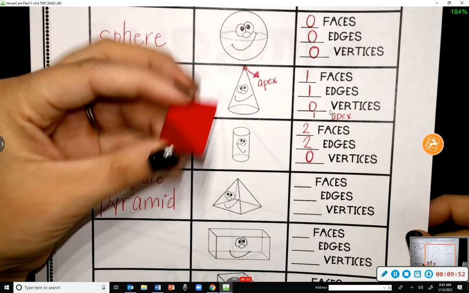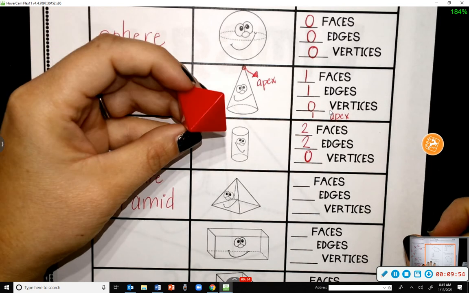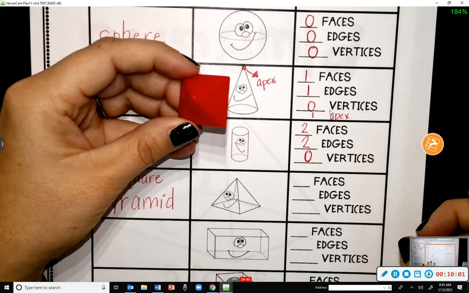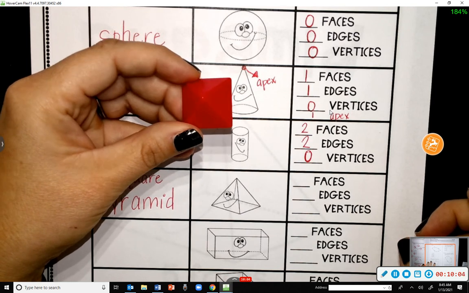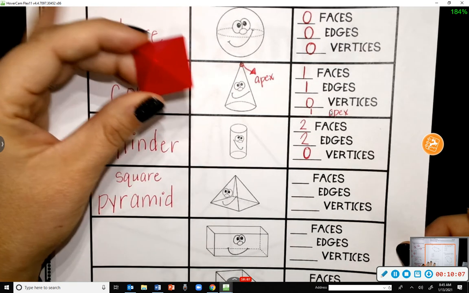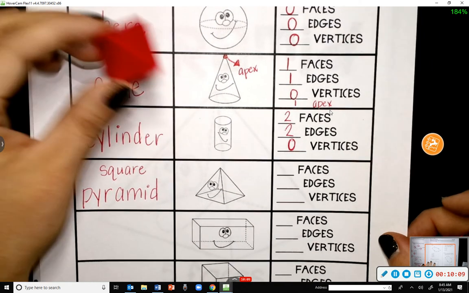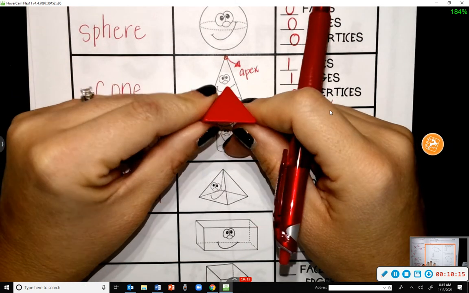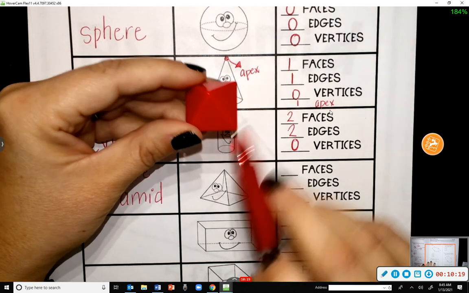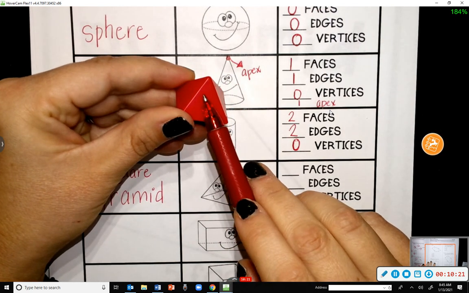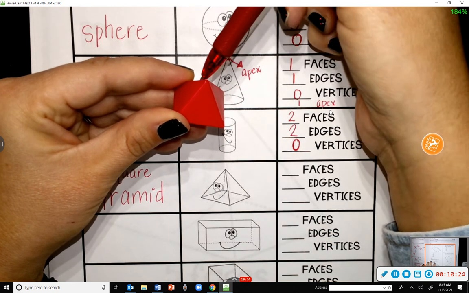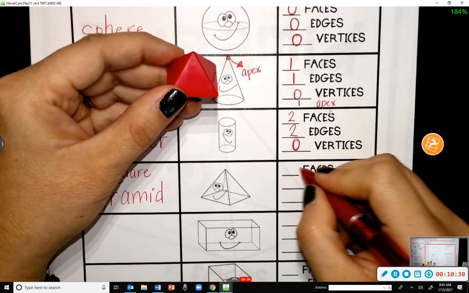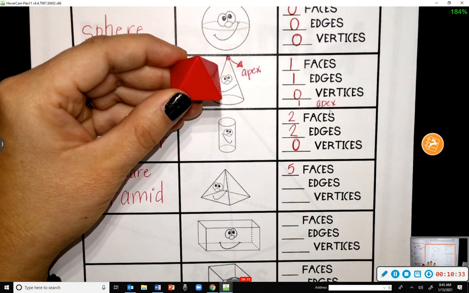Okay, so faces. Here's where it starts to get where there's more to count. Okay, I want you to go ahead and try counting the faces of your pyramid. Tell me how many you get. The square pyramid. How many faces, Kaylee? 5. 5, very good. So 1, 2, 3, 4, and 5, the bottom. 5 faces.